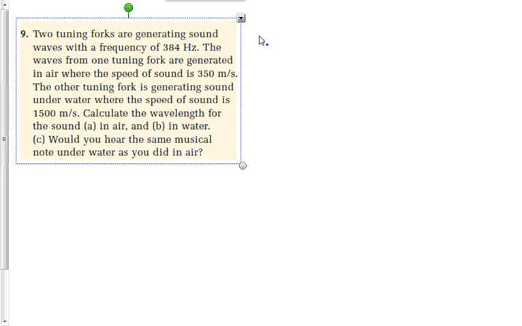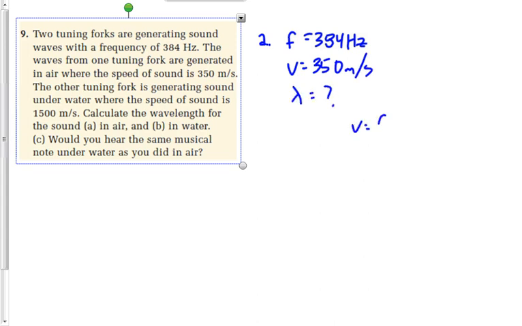Let's look at question A first. In question A, we have a frequency of 384 hertz. We have a speed in question A of 350 meters per second, and we want to find the wavelength. V is equal to F times lambda. Lambda is equal to V over F, which is 350 divided by 384.